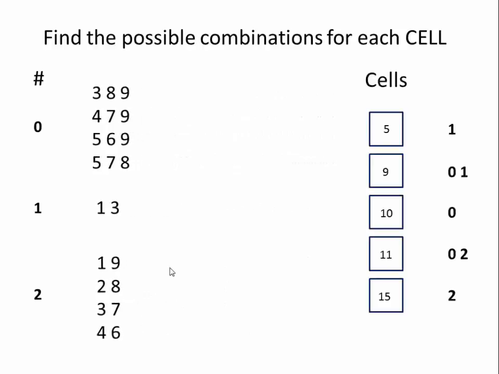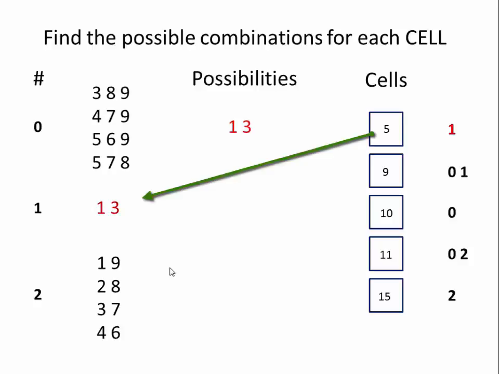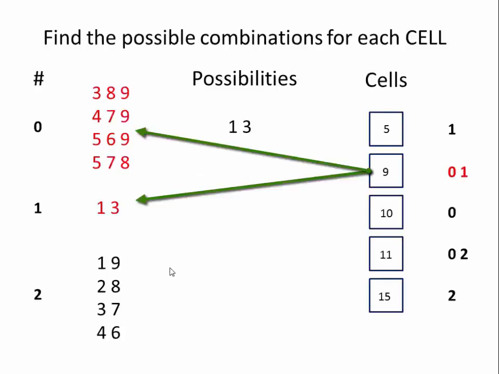Now, cell number 5 belongs to group number 1. The possibilities are only 1 and 3. It cannot be anything else. Cell number 9 belongs to 2 groups. There is only one possible choice here. 3 is the number that appears in both sets.